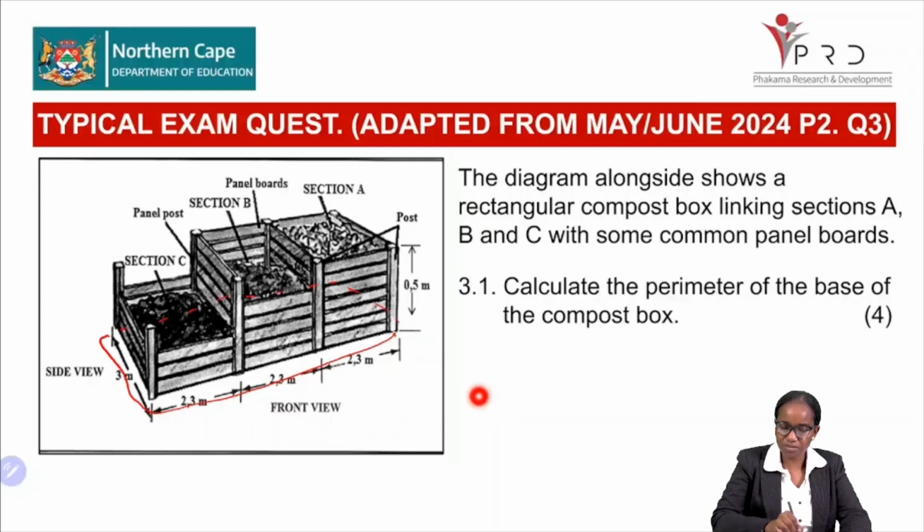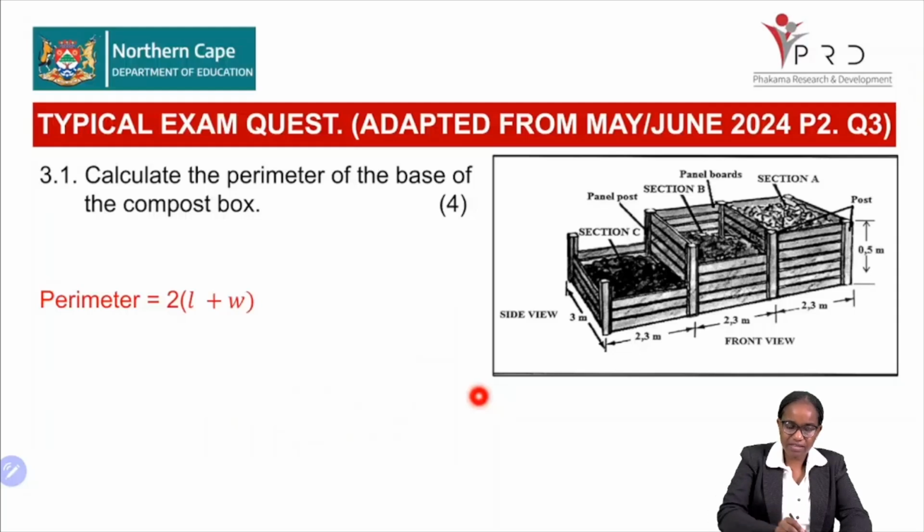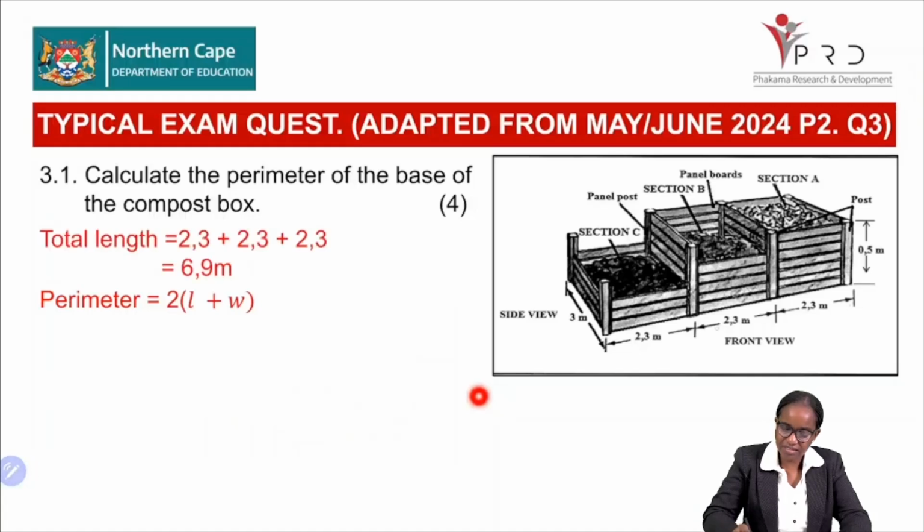So the compost box has how many sections? 1, 2, 3. So our length will be these 3 added together. Then this will be our width. So how do we find the length? Since the perimeter of the rectangle is 2 times length plus width, we have to find the length by adding these 3.